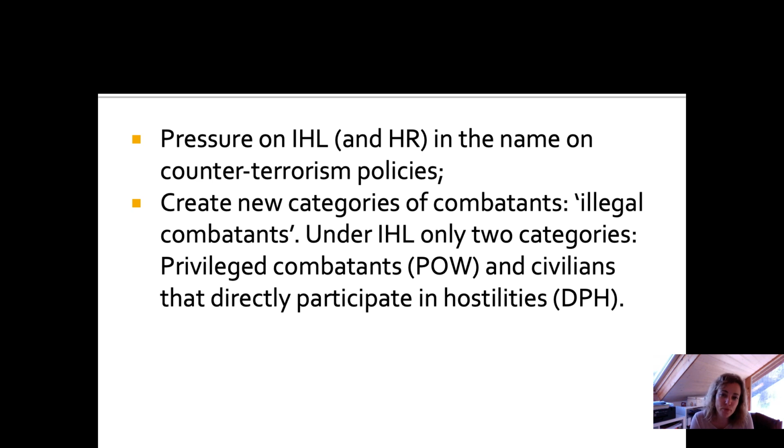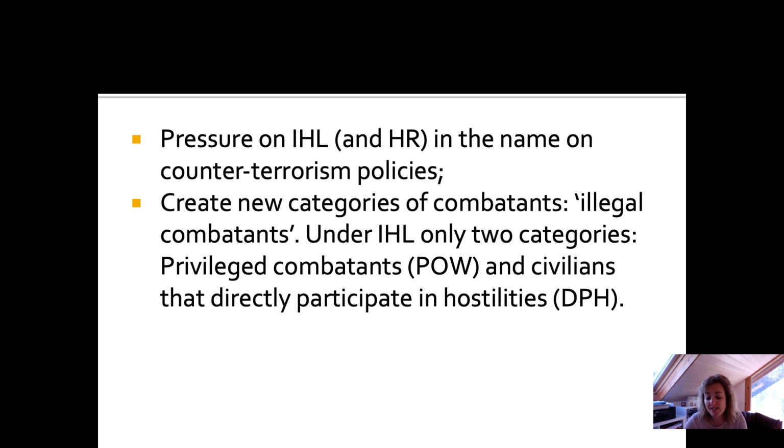From a policy point of view, and this is also important because in this class I also want to address the policy level of all these questions, we have seen regularly, for example, in the context of resolutions negotiated at the Human Rights Council or at the UN Security Council, that a lot of pressure was put under IHL and human rights in the name of counterterrorism policies.